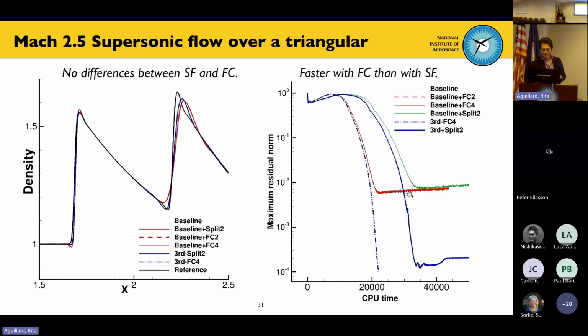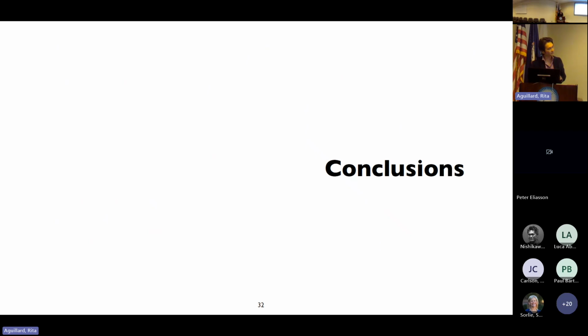And again, this is a residual versus CPU time, and this is the split phase 3rd order. This is the flux correction 1-point flux 3rd order, and this is a split phase 2nd order, and again, all other flux correction schemes. So we basically consistently achieve faster convergence with a single numerical flux.